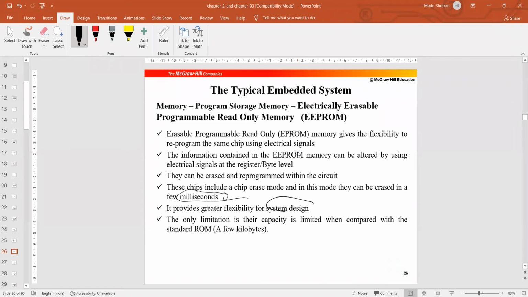They can be erased and reprogrammed within the circuit. So what is meant by reprogrammed? Reprogrammed means, for example, you have loaded some instructions, a particular application, and after that the task is over. Like for example, just now we discussed EVM, electronic voting machines. If that chip memory is developed with E square PROM, then every 5 years elections will come. We can call it a general election. All over the country will have the election.